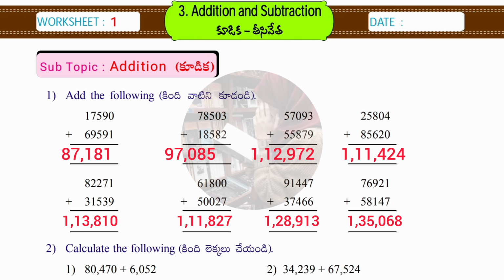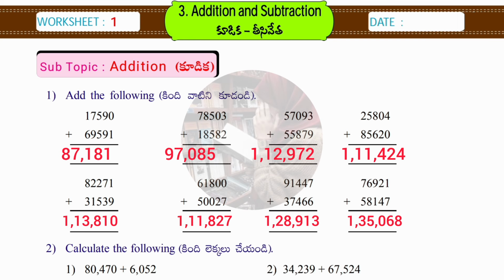25,804 plus 85,620. Answer is 1,11,424. Next one is 82,271 plus 31,539, which is equal to 1,13,810. Next one, 61,800 plus 50,027 equal to 1,11,827.